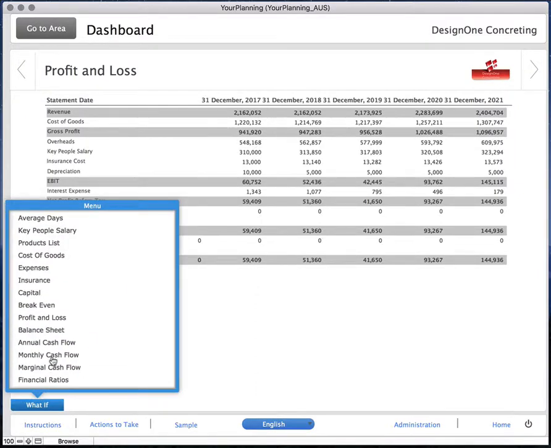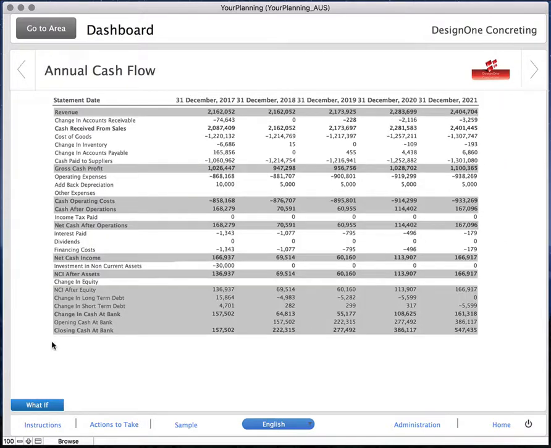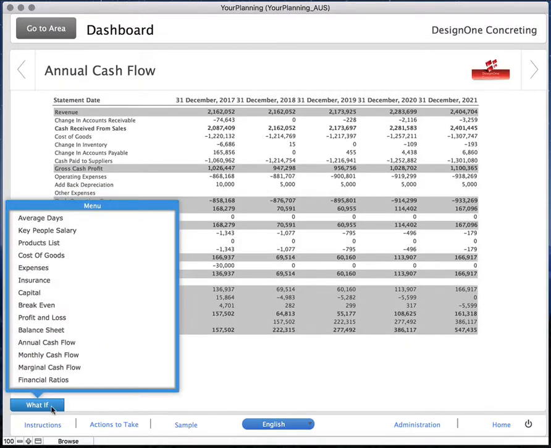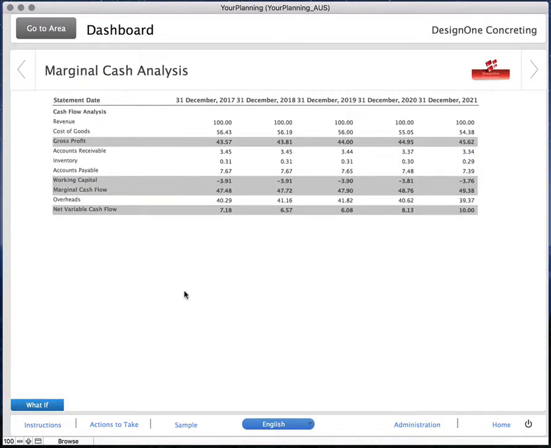The other thing, I'm going to go to the annual cash flow. Based on the current model the business is using, the system says they'll have $157,000 in the bank at the end of the 12-month projection. And the marginal cash flow is saying that for every $100 of new sales coming through the front door, we're going to create a surplus of $7.18 per $100 of sale, which is a very positive thing, creating a positive cash situation with each sale.